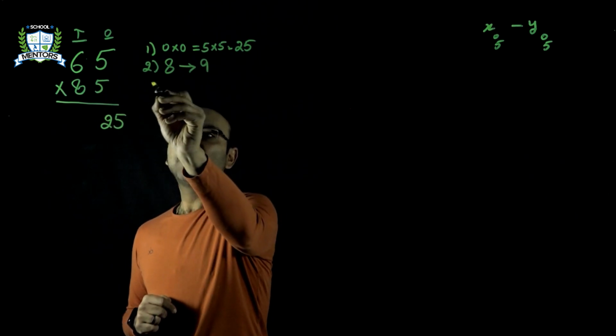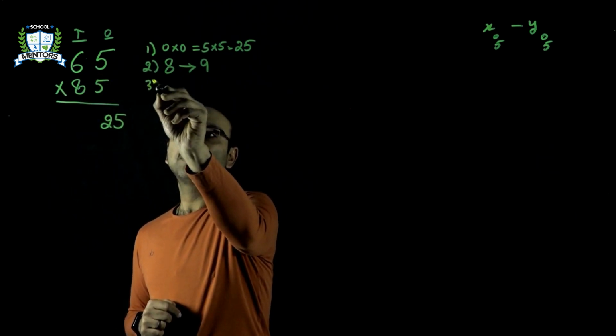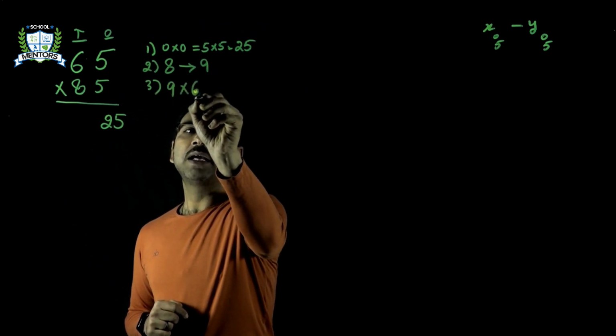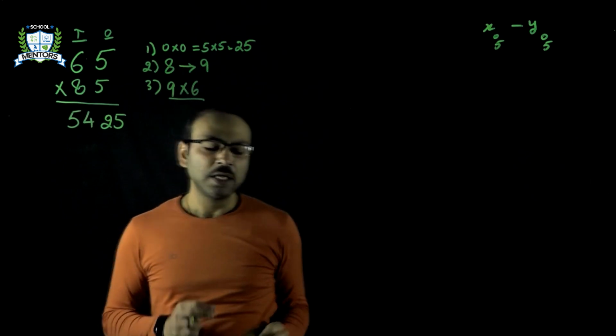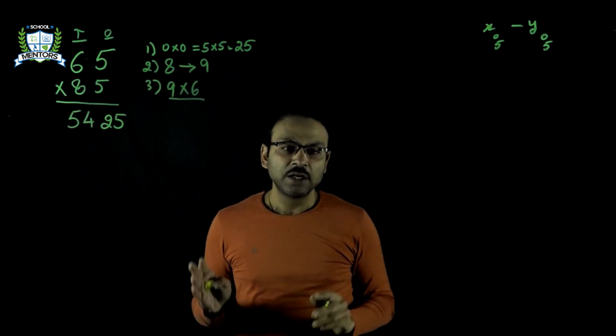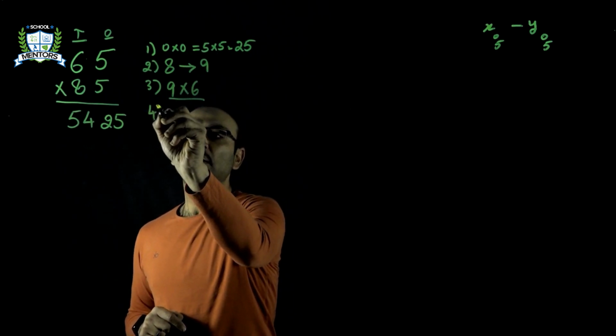Now we will multiply this number 9 with the first digit, that is 6. So 9 multiplied by 6, 9 sixes are 54. We write 54 over here. But that is not the right answer, right? A small step has to be taken. That is the fourth step.